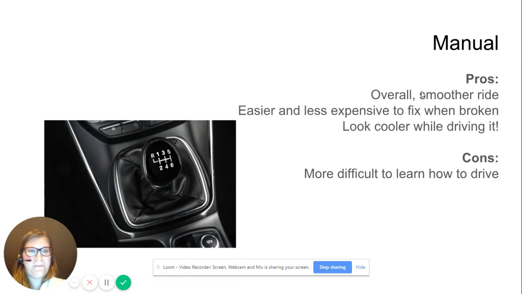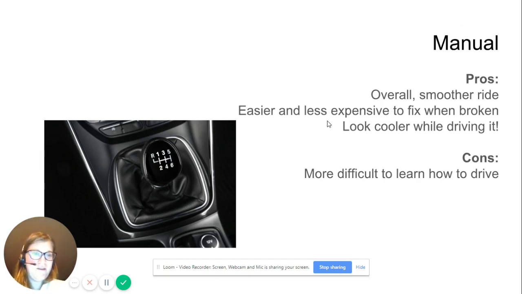transmission. Overall, once you learn how to do this, it is a smoother ride. Things go a lot smoother. You don't have to worry about your engine because you are making the decision of when to shift. Sometimes the driver needs to shift earlier than the car would think to. A manual transmission allows the driver to decide when is best.